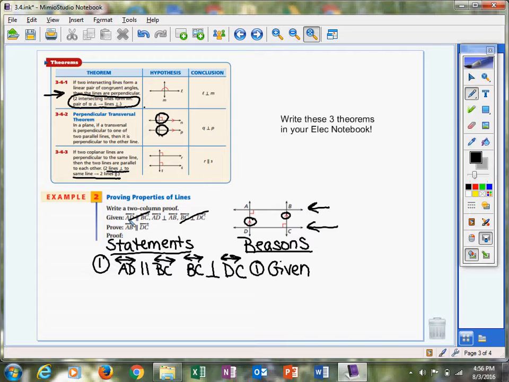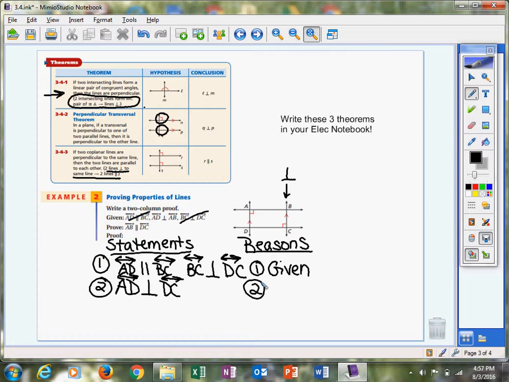Now where we're going with it, let me do a little erasing here to clear up the figure just a little bit. Where we're going with that is we're trying to show that AD is also perpendicular to DC. So we already know that BC is perpendicular to DC. Now we want to prove that line AD is also perpendicular to DC. That's not given information.